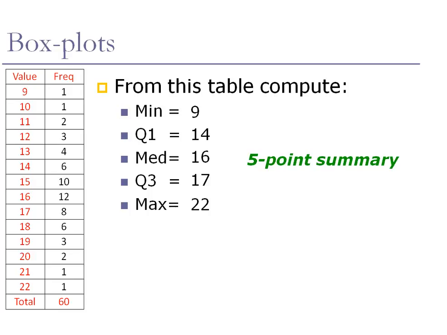Now, these five numbers all together are also called the 5-point summary for obvious reasons. There are five numbers. Sometimes, by the way, they're also called the five-number summary. So there are five numbers that summarize the whole data set, both in terms of averages, since there is the median, and in terms of variability, giving us the range and the interquartile range.